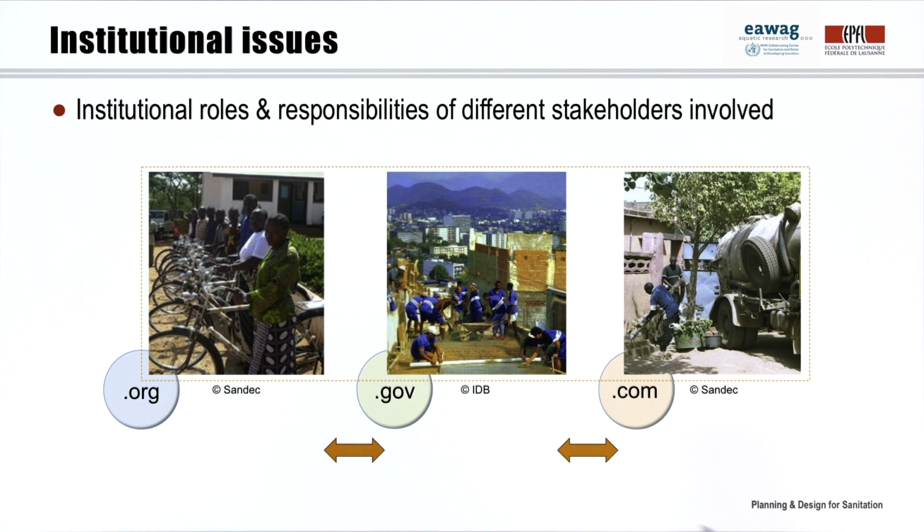In the case shown here, this could be NGO or CBOs involved, .gov, a utility working at citywide scale, and lastly, .com, the private sector, which also has an important role to play in service delivery.